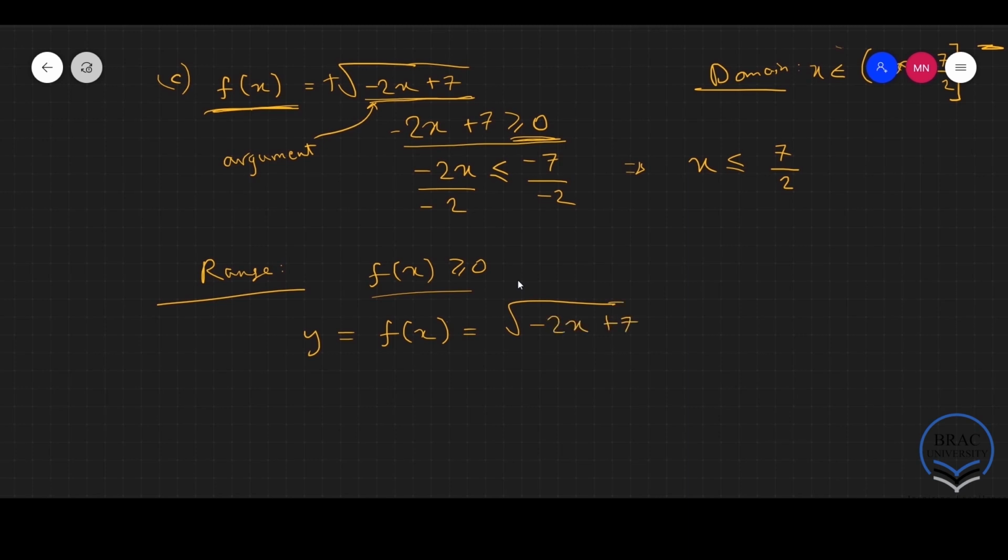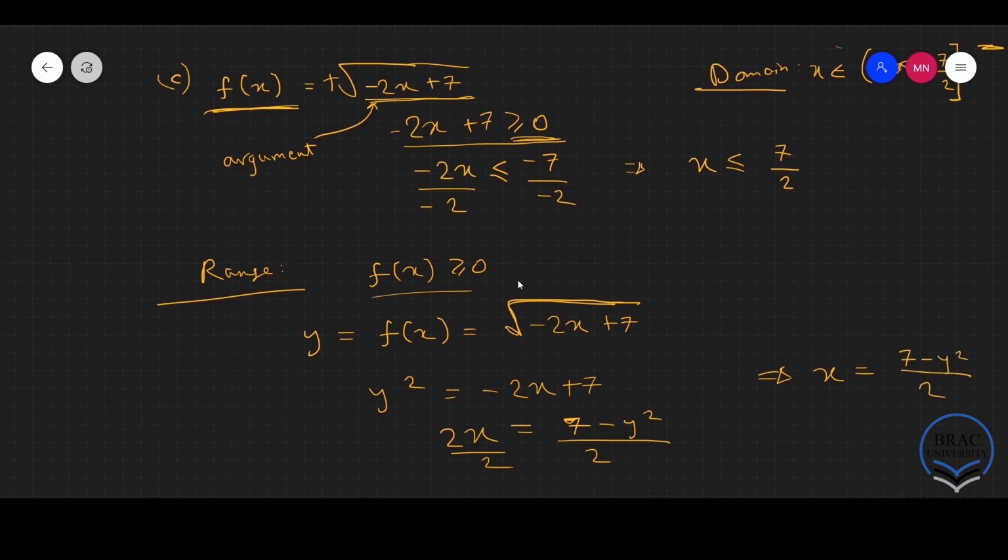Now we can solve this equation for x. We square both sides so we can get rid of the square root. So we have y squared is equal to minus 2x plus 7, and then 2x is equal to 7 minus y squared. Divide both sides by 2, so we get x is equal to 7 minus y squared by 2. So this is our expression of x.